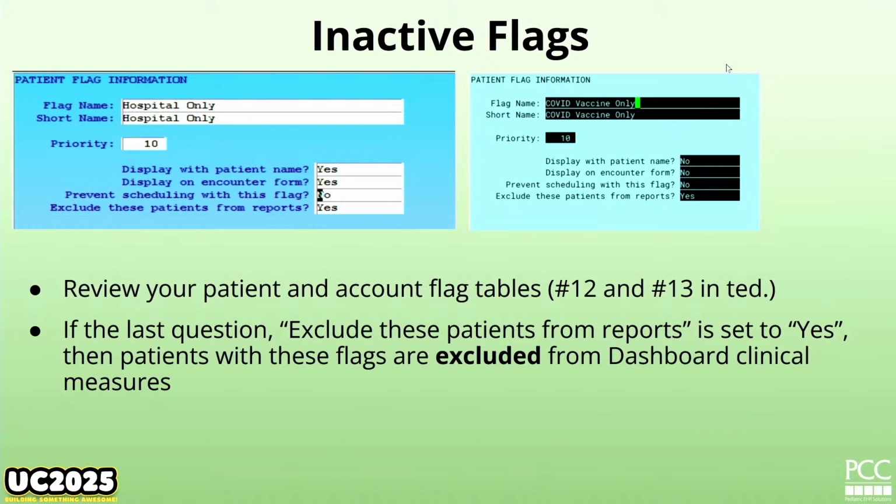Every individual flag entry has a question. I should have circled it in the screenshots. The last question is exclude these patients from reports. If that is set to yes for the individual flag, any patient with that flag will not count on clinical measures in the dashboard. All clinical measures. They'll be excluded from all clinical measures.